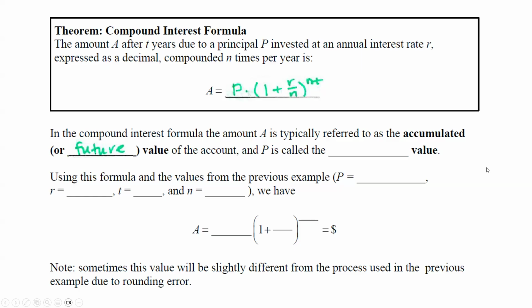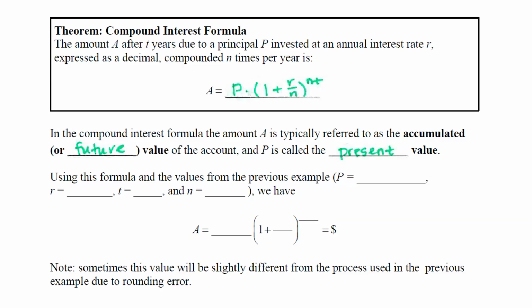Then we have P, which is the present value. So this is what you will be starting with. All right. And then you also have N, which is the number of times per year the interest is compounded. You have R, which is the annual interest rate. Remember, that's always as a decimal. And you have T, which is the time in years.